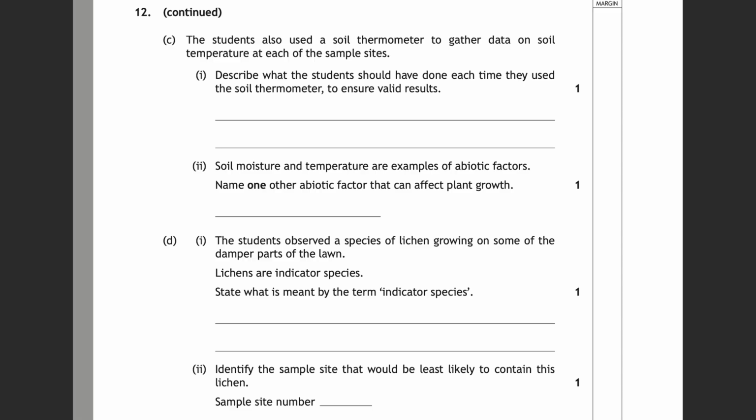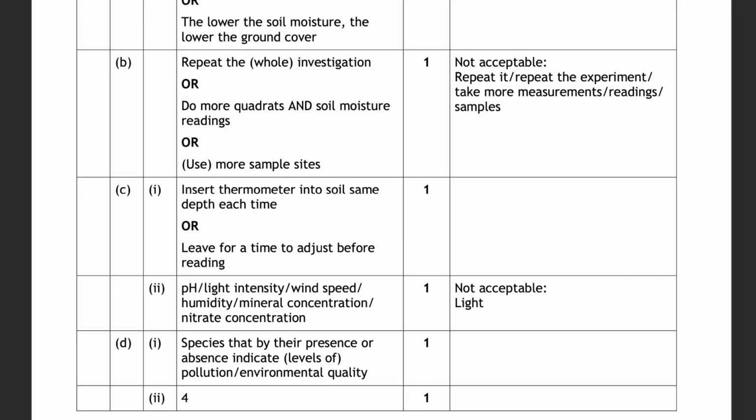Soil moisture and temperature are examples of abiotic factors, that's non-living factors. Name one other abiotic factor that can affect plant growth. And there's a few they've got. We've got pH, light intensity, wind speed, humidity, that's how damp it is, mineral concentration, that's chemicals that are in the soil, and nitrate concentration, which is also one that's in the soil.